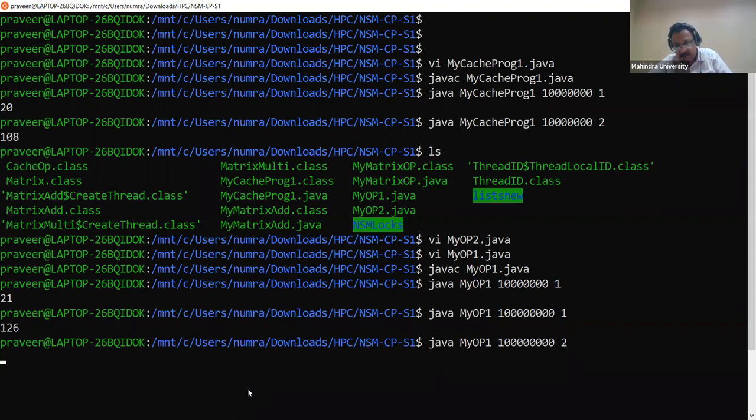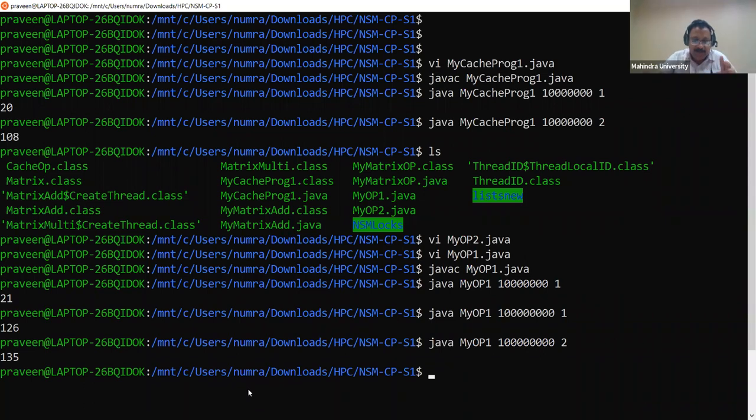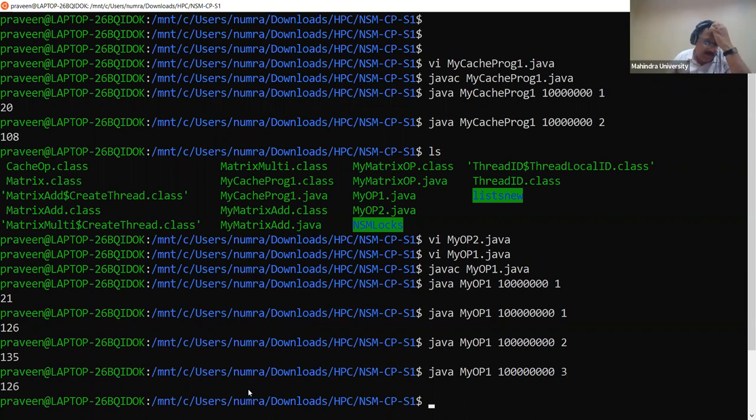If choice is two, that is subtraction operation. Again, more or less the subtraction operation also can be performed in the same amount of time. Yes, when choice is three, multiplication also can be performed in the same amount of time. We don't find that much difference between addition and multiplication.